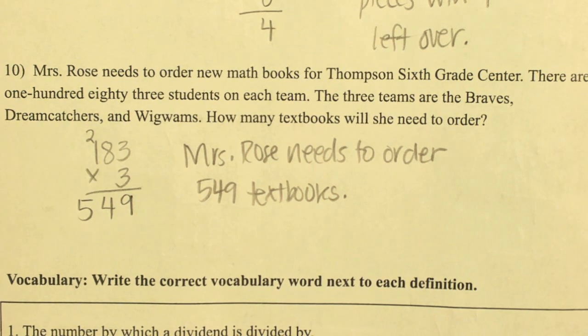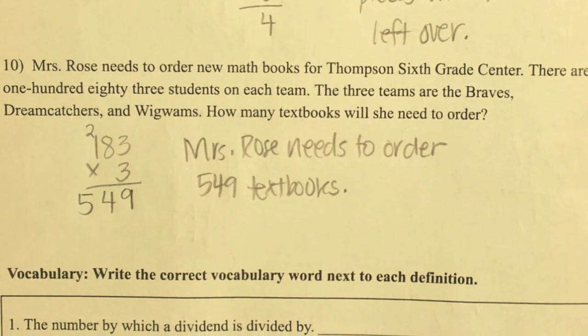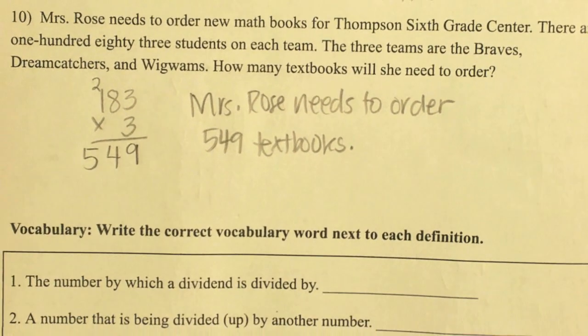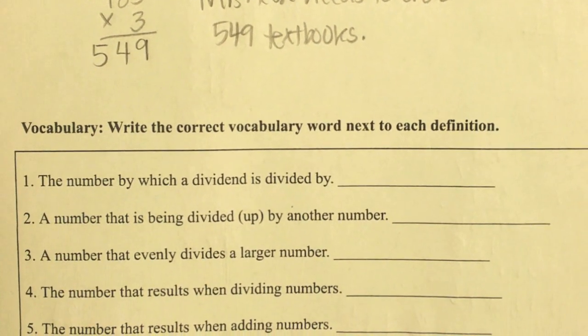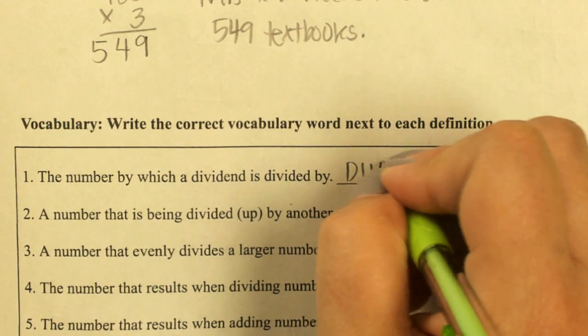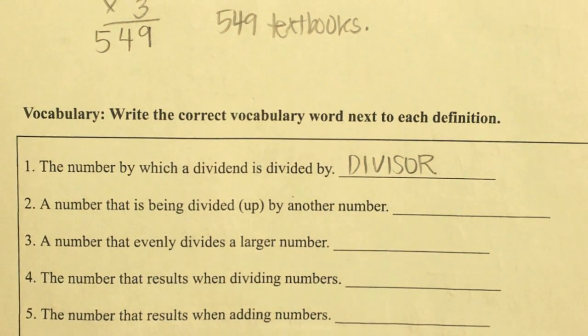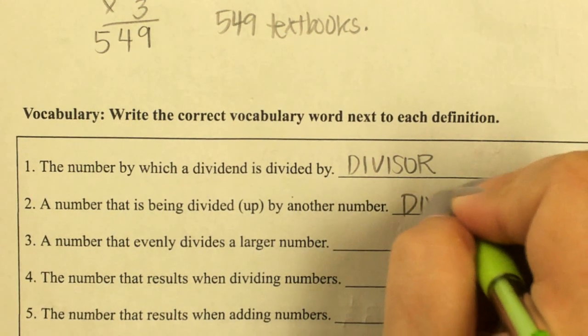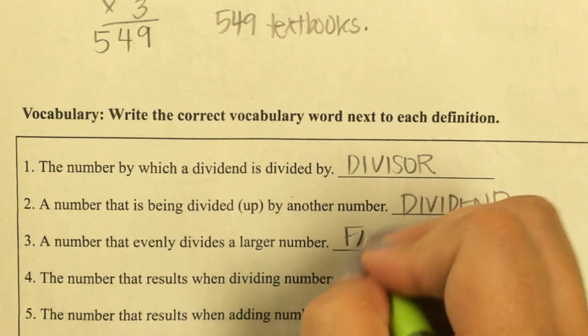All right, make sure you're studying your vocab. We're going to go through those really quick. I'll give you just a second. Make sure you've got that one down. Okay. What is the number by which a dividend is divided? Just tell me. Divisor. Awesome. Divisor. Okay. A number that's being divided up. 10. Okay. Number that evenly divides a larger number. Factor. Awesome.